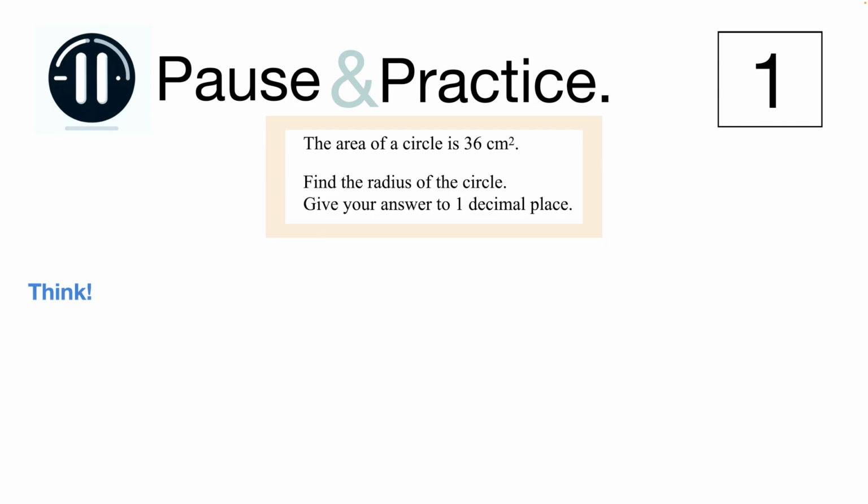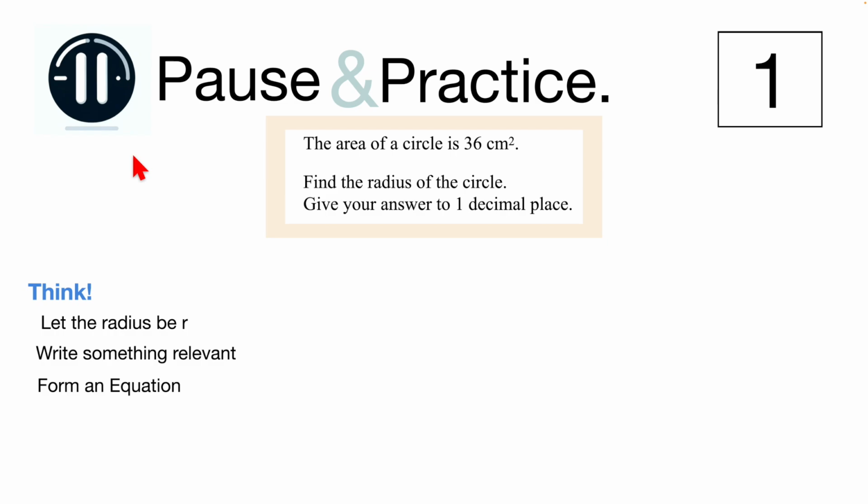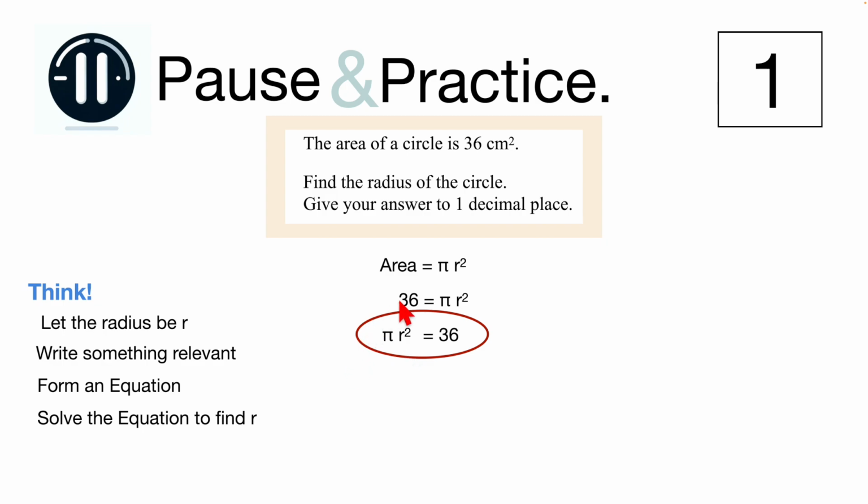I hope you did well. Here's the answer. Have a think. Let the radius be r. Write something relevant. Well, there's a screamingly obvious thing to write here. Hope you got that. Form an equation, solve the equation to find r. Classic equation here. Area equals pi r squared. We don't know what r is, but we do know what the area is. 36 equals pi r squared. Flip this. Pi r squared equals 36. Now that is my equation. I'm going to solve it.